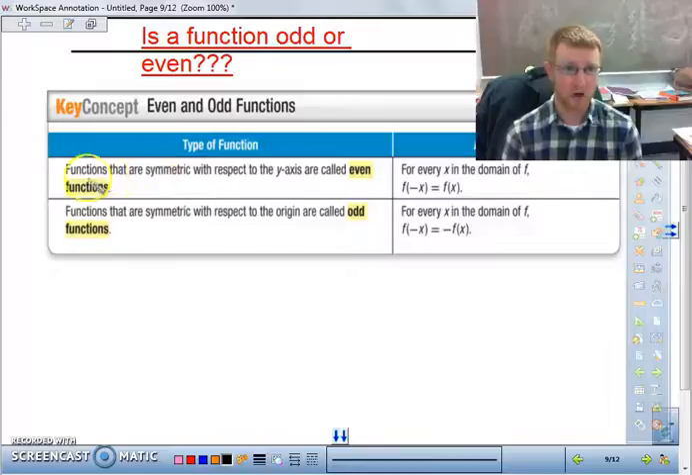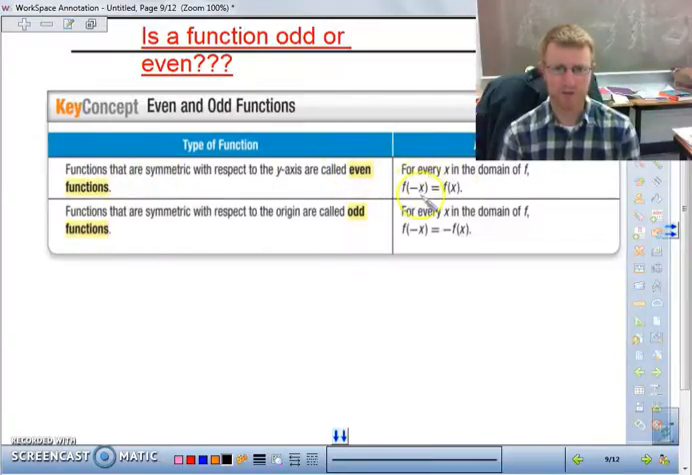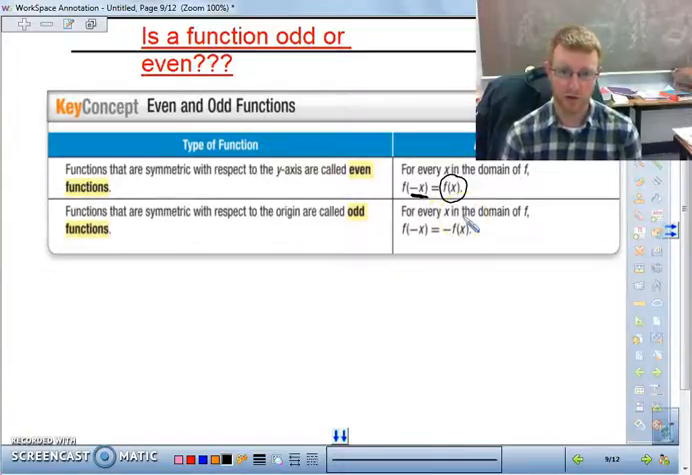So in this case, an even function simply means that when we plug a negative x into our function, we get the exact same result. So essentially, an even function would be symmetric to the y-axis. Okay, so if you have symmetry over the y-axis, you typically are going to have an even function.